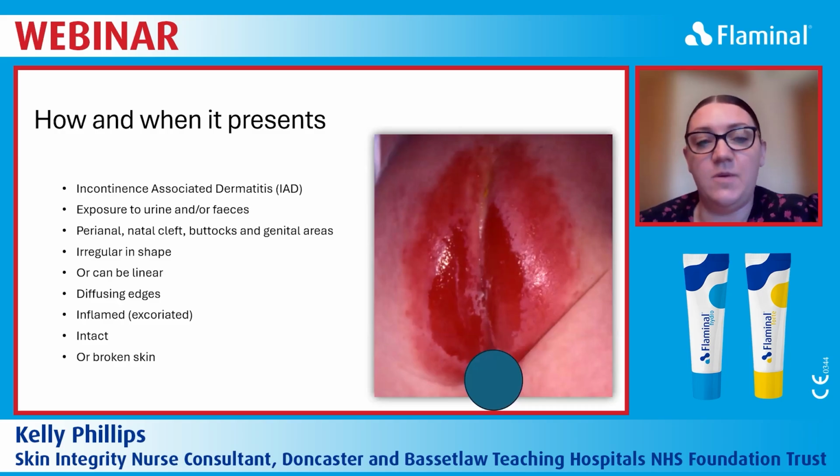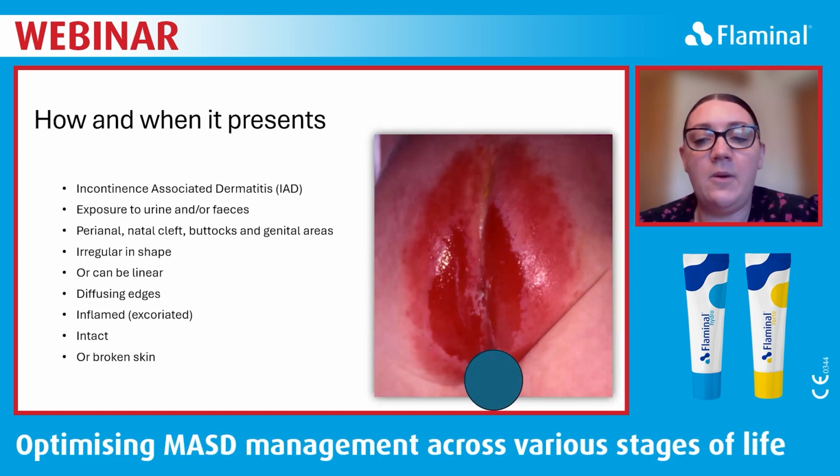MASD is an umbrella term, and within it we've got 4 different categories. So it covers incontinence-associated dermatitis, known as IAD. We also have peristomal complications, intertrigo, and peri-wound moisture-associated dermatitis. But when we talk about MASD and neonates, it mainly presents in the form of IAD, and it's often related to and referred to as nappy rash.